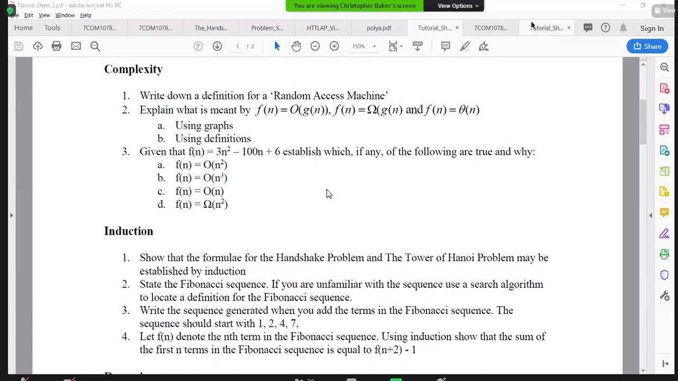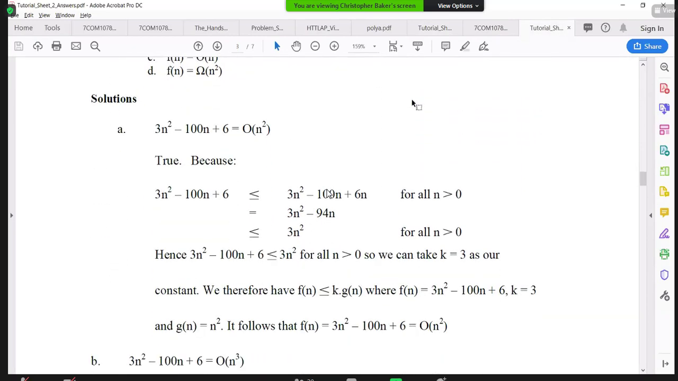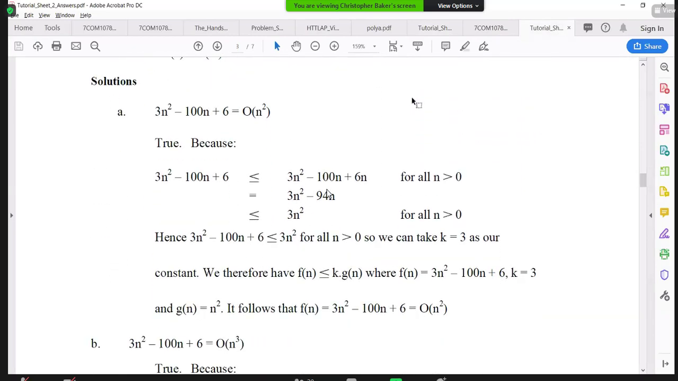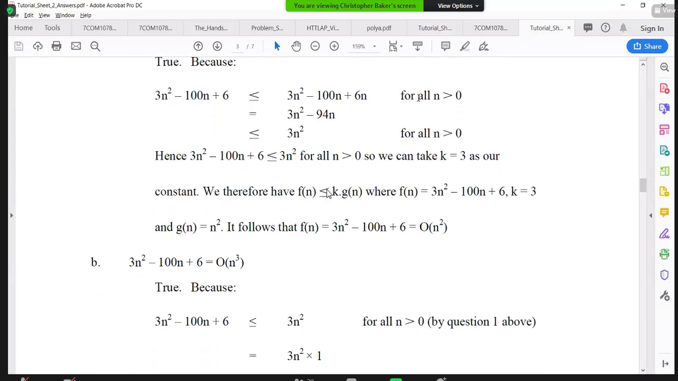Okay, about 1 minute left, so I'm going to quickly go through question 3 to finish off the session. For this function, 3n squared minus 100n plus 6 is order of n squared, like I said before. 3n squared minus 100n plus 6 is less than 3n squared plus 6n minus 100n, which is less than 3n squared minus 64n, and again 3n squared. So hence 3n squared minus 100n plus 6 is less than or equal to 3n squared for all n greater than 4, so we can pick k as 4.